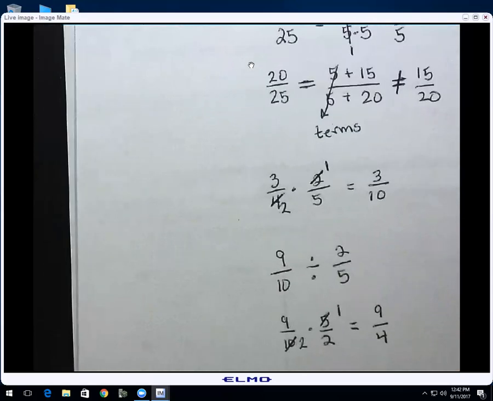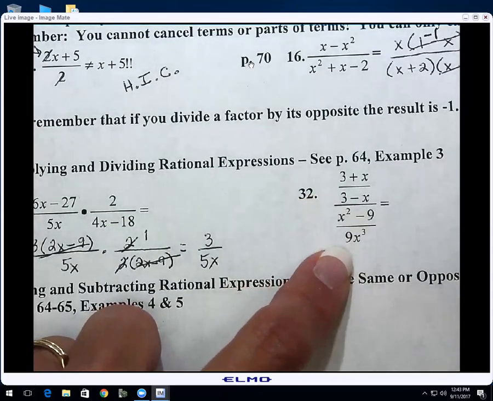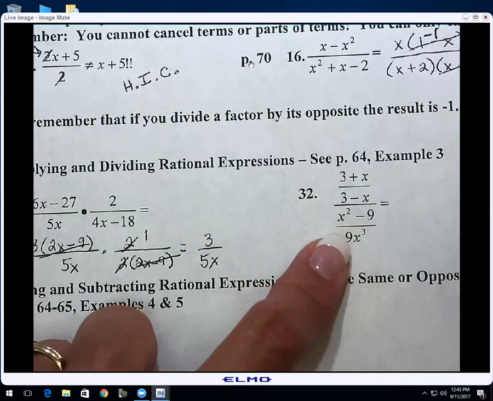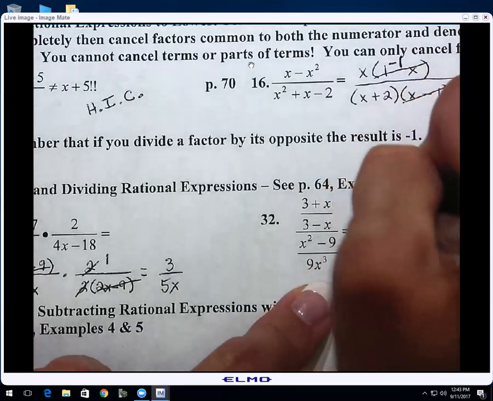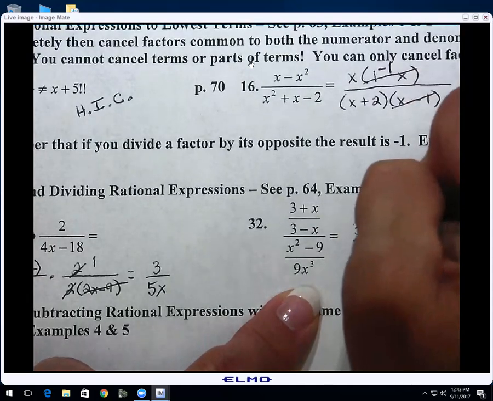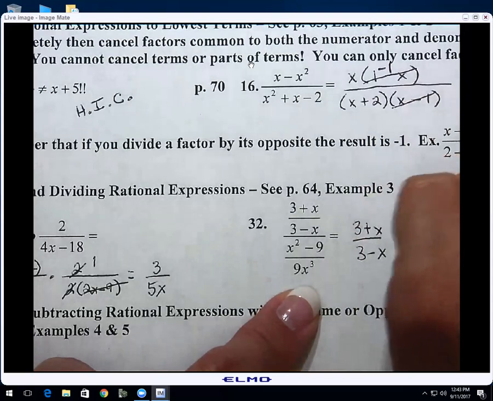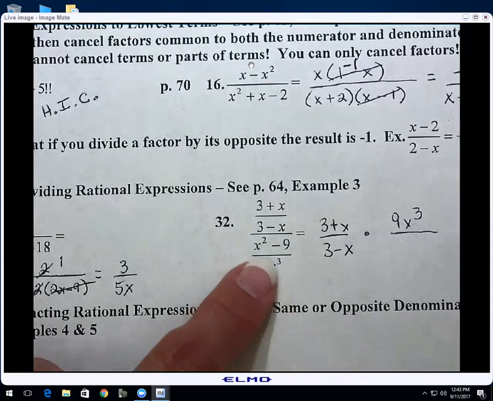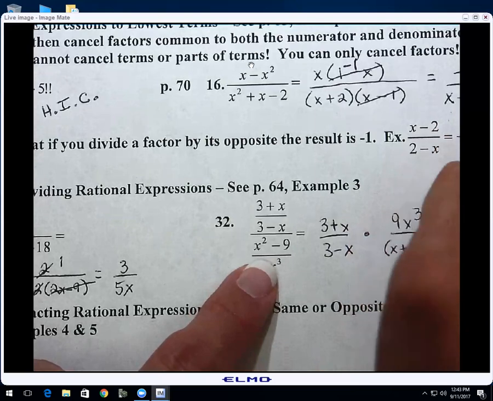So that's the exact same thing we do in algebra when we have one fraction divided by another fraction. I'm just going to flip the second fraction, change the whole thing to multiplication. So I'll have 3 plus x over 3 minus x times, and then flip the second fraction, 9x cubed over. Just because I know what's coming next, I'm going to go ahead and factor that x squared minus 9, just so I don't have to rewrite the problem another time. But x squared minus 9 is x plus 3 times x minus 3.